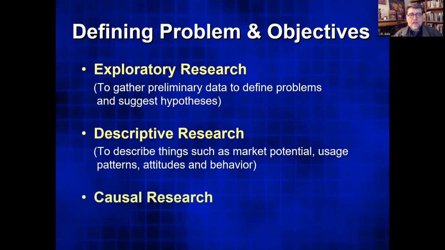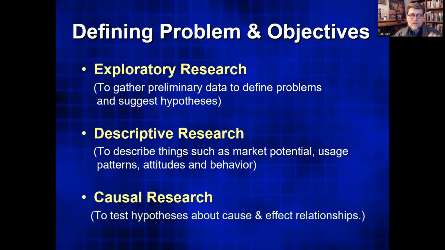The next approach is causal research. And this is where you're actually trying to test a hypothesis about cause and effect. If I do A, what will happen to B? If I offer my product in peach flavor, what will happen? How many people will buy it? You're trying to predict the future. Cause and effect. You want to figure out, whatever action you're planning on taking, what will the effect be? If you're going to change your advertising, what will the effect be? If you're going to alter your product, what will the effect be?